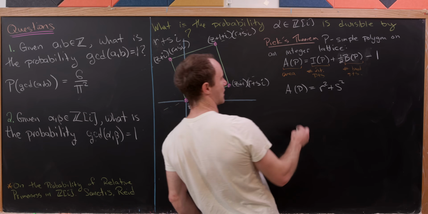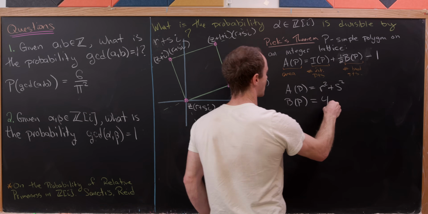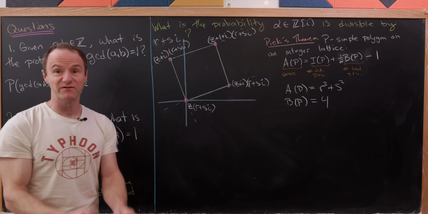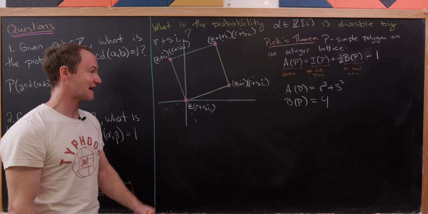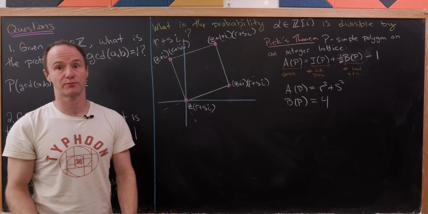Then we can talk about how many boundary points we have here. And I'm going to claim that there are 4 boundary points. There are 4 obvious boundary points. But in fact, that's all of the boundary points. And that's because this r plus si is a prime number.